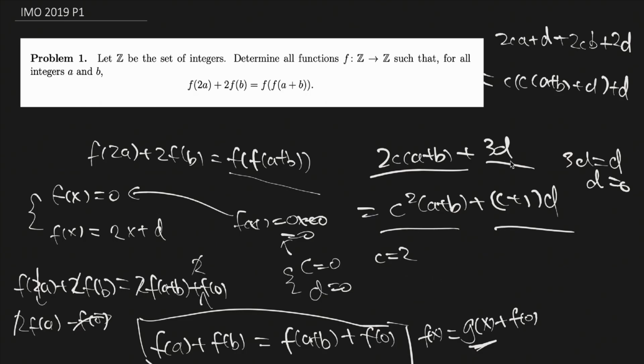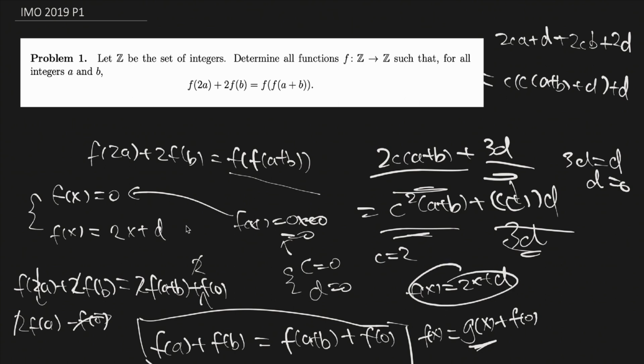When c equals 2, well, this is also 3d, so these two are already the same, and these two are the same. So the value of d actually doesn't matter. So we have that f of x is equal to 2x plus d is also another solution, which points back to our original one over there. And there we go. We've proved that these two are indeed the only solutions to our functional equation.